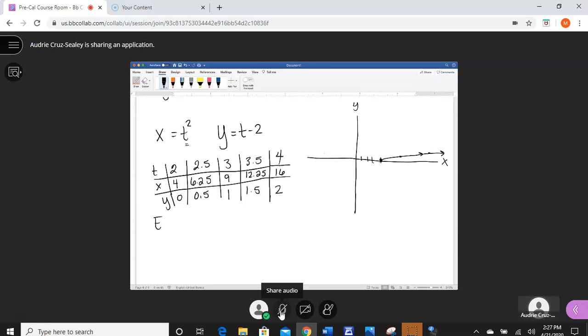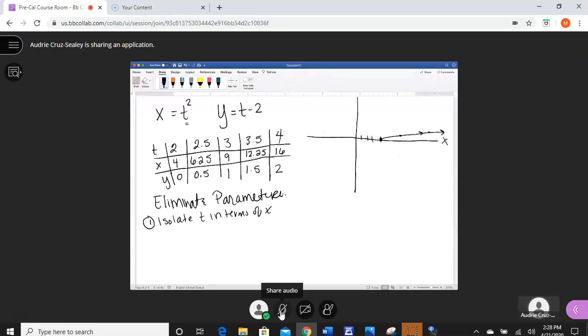So this is the process I was talking about. We're going to eliminate the parameter to see what kind of function this would be on an XY plane. In order to eliminate the parameter, the first thing you do is isolate T in terms of X. Really, all you're doing is trying to get X and Y together, no T's, because you're eliminating the parameter. Remember, your parameter is T. So we're trying to eliminate that.